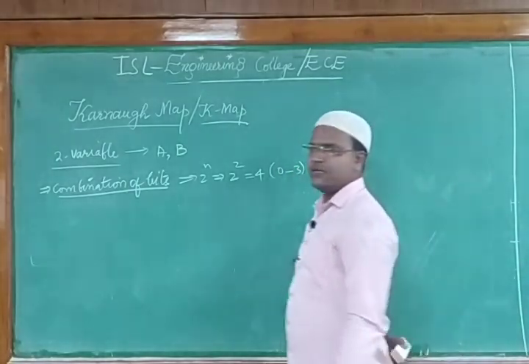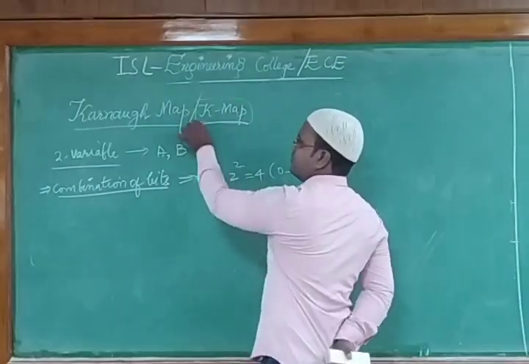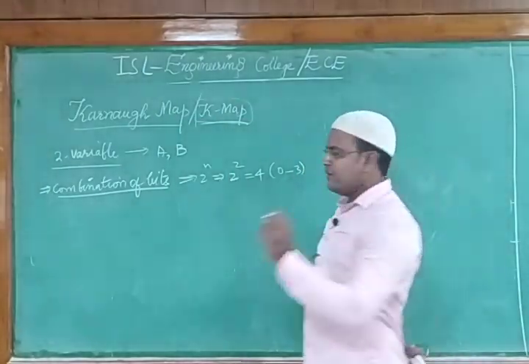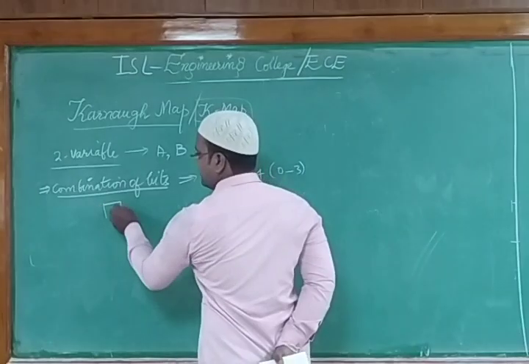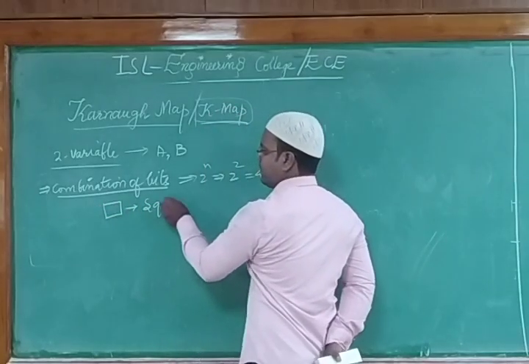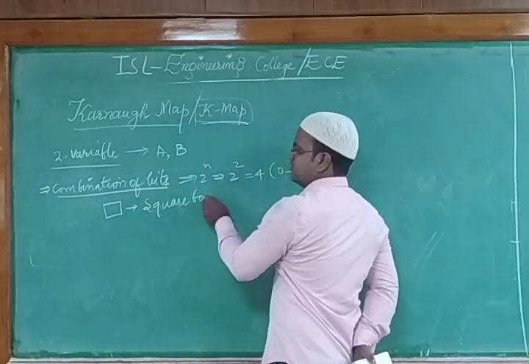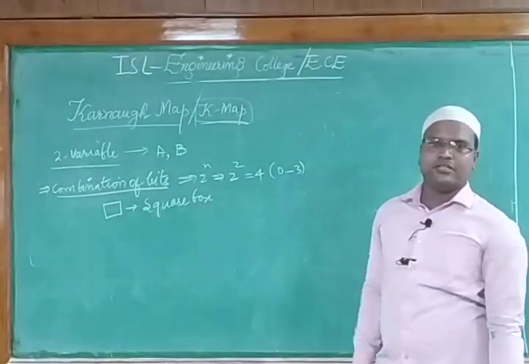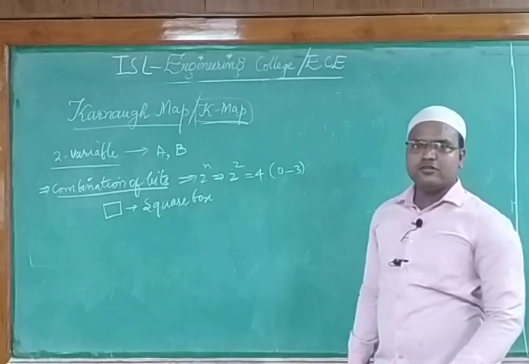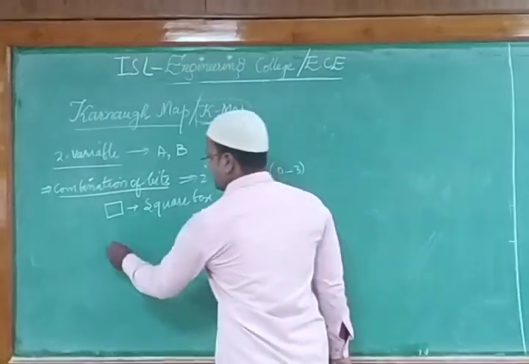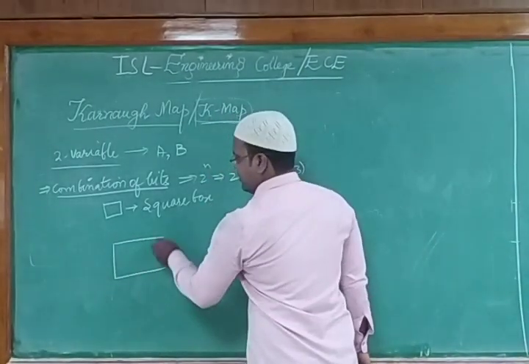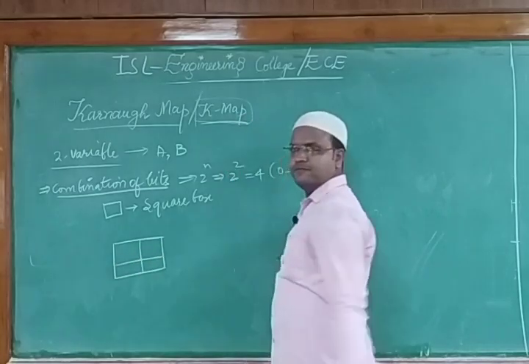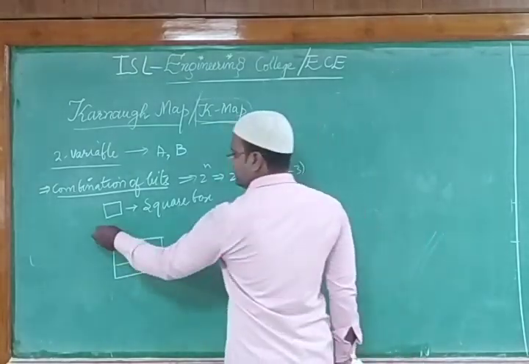So how do we represent it? We are saying it is a map form. So we'll represent each bit with one specific square box. So how many square boxes do we require for this? How many combinations? 4 combinations. That means we require 4 square boxes. So like this we'll represent 4 square boxes. Clear?